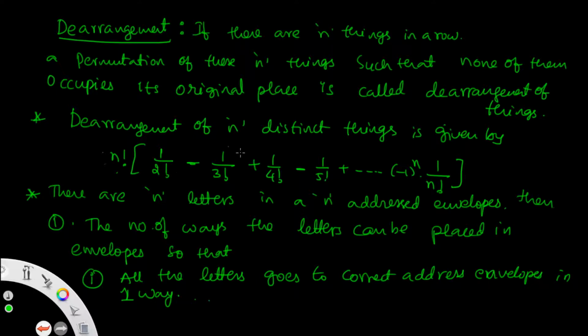Derangement of n things is given by n factorial times (1 by 2 factorial minus 1 by 3 factorial plus 1 by 4 factorial, and so on, minus 1 whole power n into 1 by n factorial). In this way we can form letters written in envelopes.